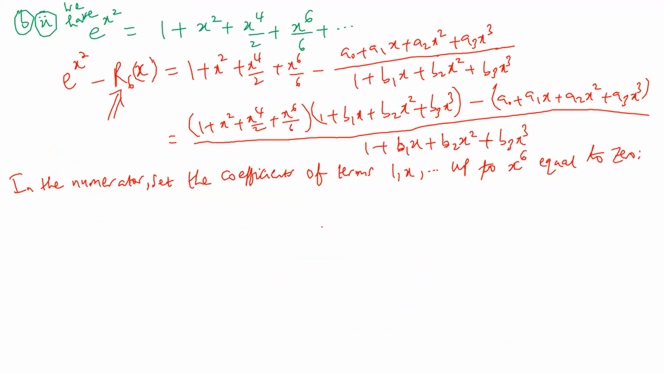Okay, so that's where it comes from. Now, in the numerator, you set the coefficients of terms 1, x up to x to the power 6 equal to 0. Right, so when that happens, we need to multiply these, but I know that it's going to be a long thing.